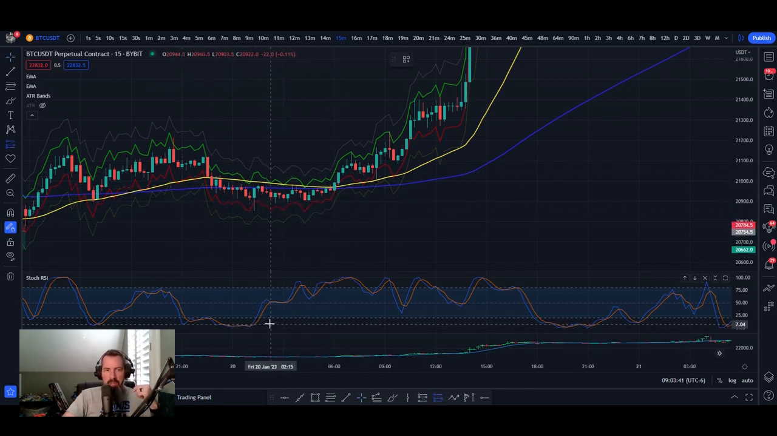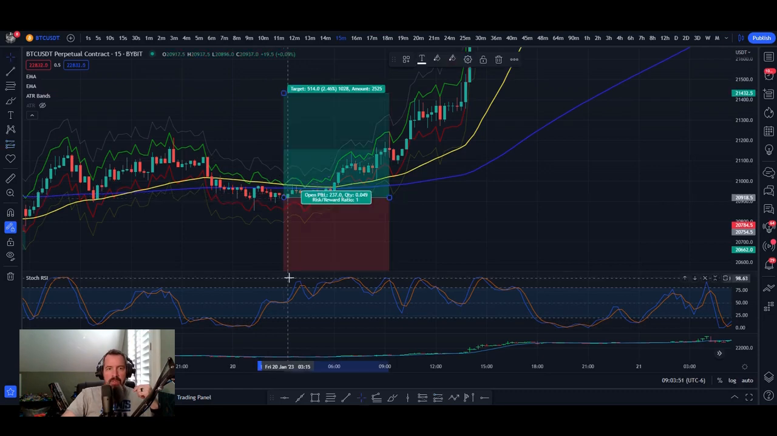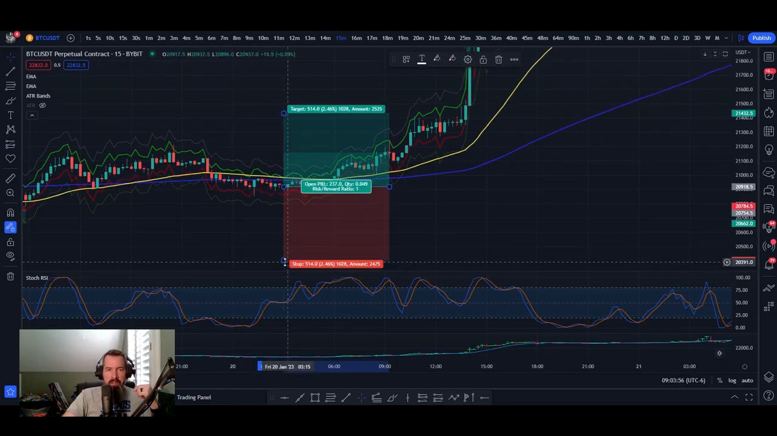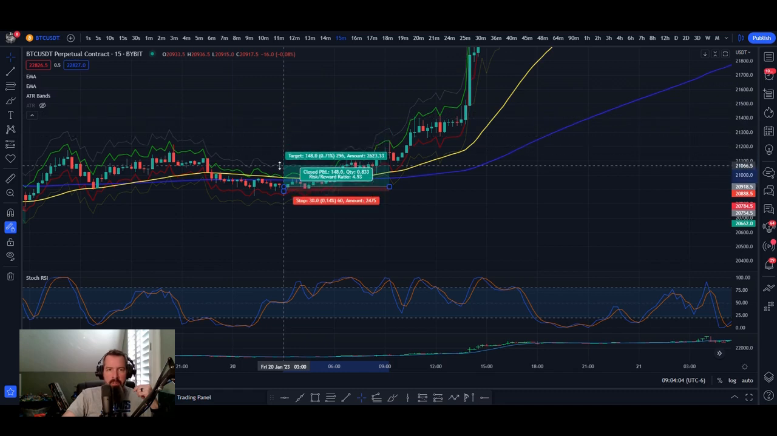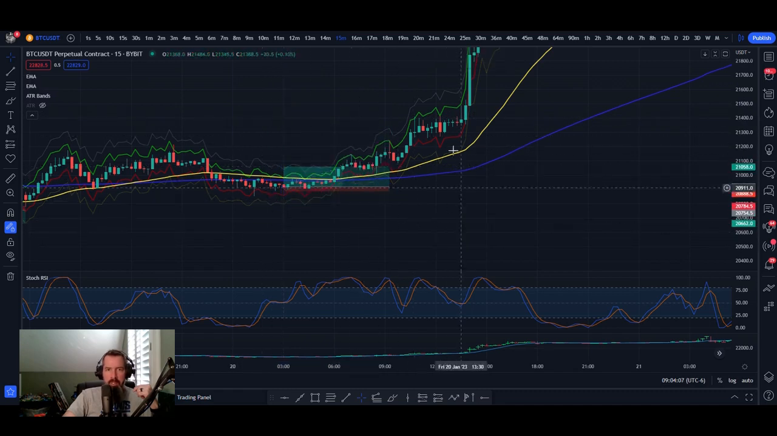So we start looking for a trade right here. Next cross up should be somewhere around right there. So our stop loss is going to be placed at the lower ATR band, and take profit is going to the higher one, just somewhere around there. That would have been a winning trade.